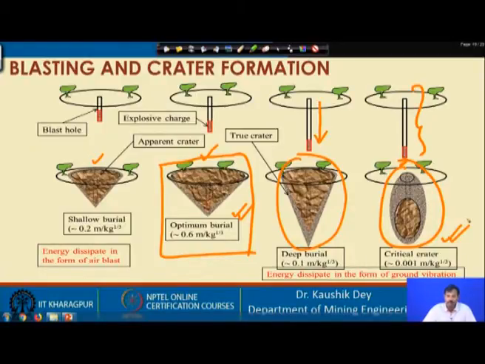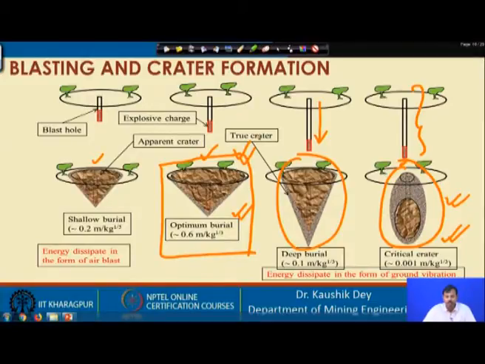So, basically critical crater is the depth at which the impression of the explosion inside the ground is not observable from the surface. So, there is no surface impression of the explosion. That is why this is called critical crater, but our objective is that we should always understand what the optimum crater is, because that is giving us the maximum energy utilization.